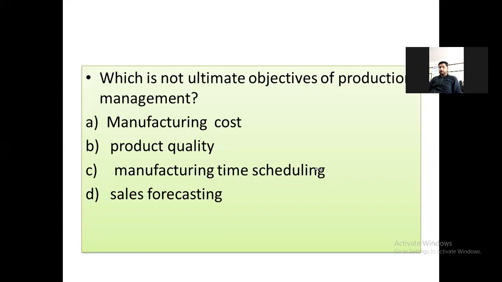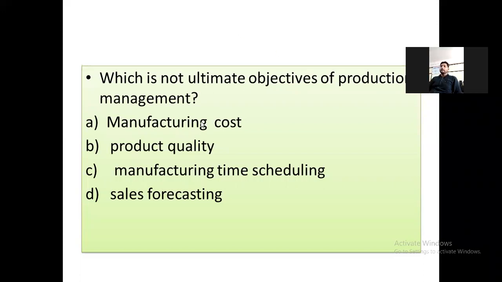Okay, D. I would like to tell you that the objectives of production management are right quality, right quantity, right cost, and at right time. These four objectives are with production management. These are the four final objectives of production management.